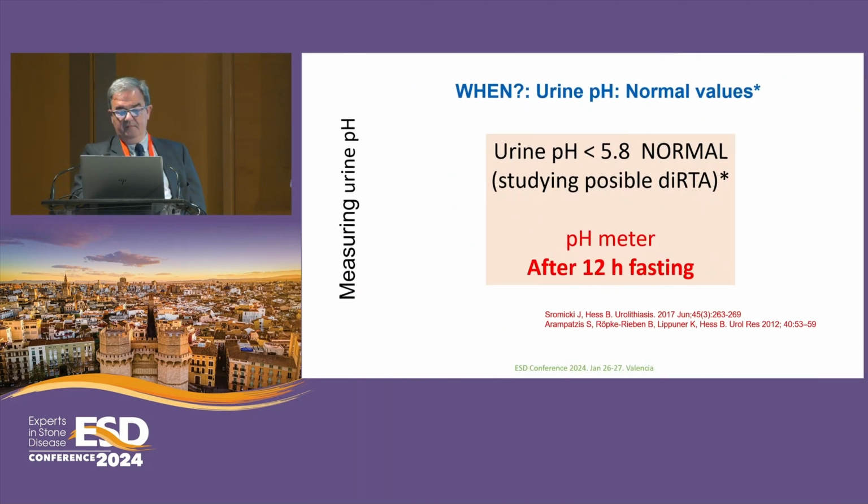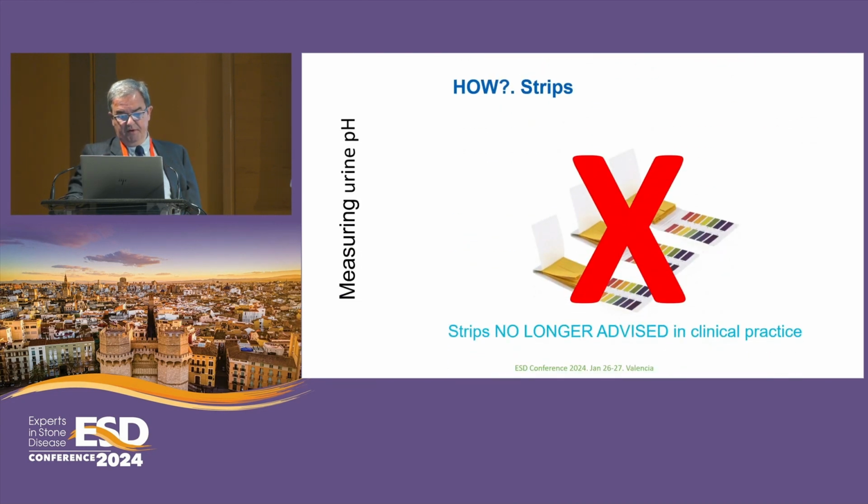So what Dr. Hess and co-workers found out after his long experience was that urine pH below 5.8 was considered normal, but this should be measured with a pH meter and after 12 hours of fasting in the second morning urine. And how do we measure the pH? What we know from literature is that strips are no longer advised in clinical practice because of their lack of accuracy.